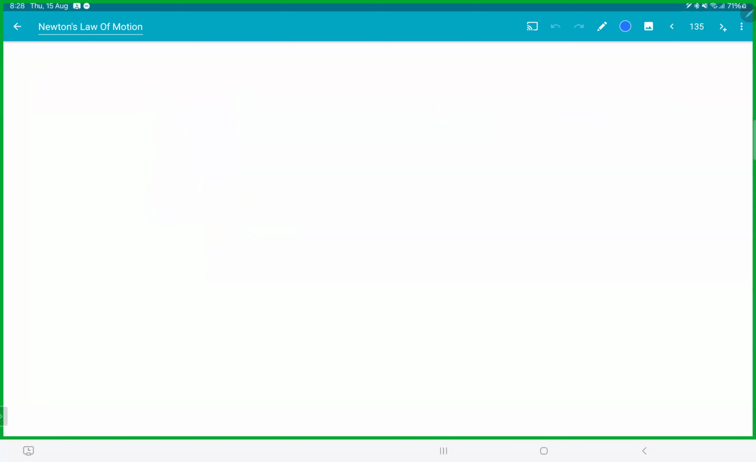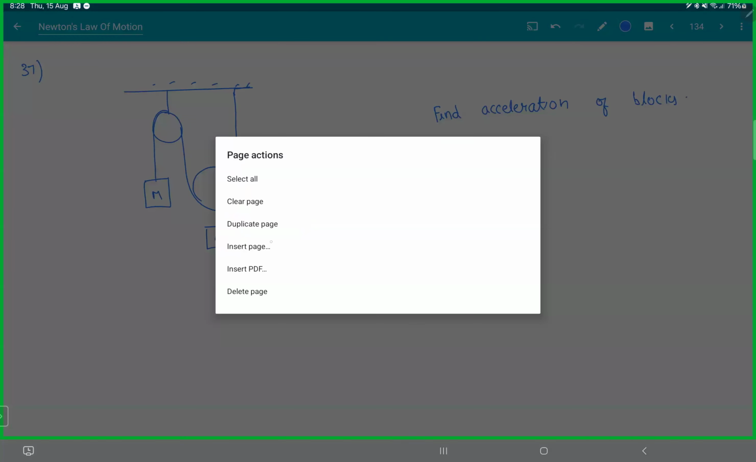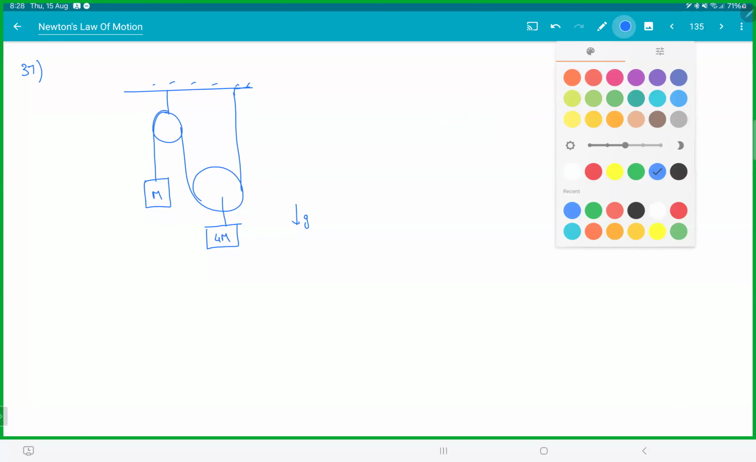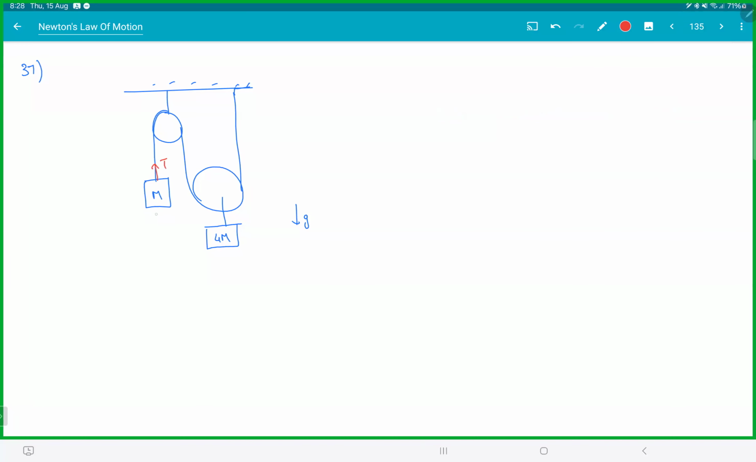Let's see. The process is always the same. Step one, choose a system, draw the FBD. So let this be tension, let this be mg, let this be acceleration A1. This would be tension, tension. So two strings are there, so this will be 2T. This would be 4mg. Let this be acceleration A2. Assign accelerations and find the relation between them. String constraints. Since there are no angles here, I can use the acceleration relation. So T and A1 are both in the same direction, minus 2T into A2 is equal to 0. So A1 is equal to 2A2. This is your constraint equation.